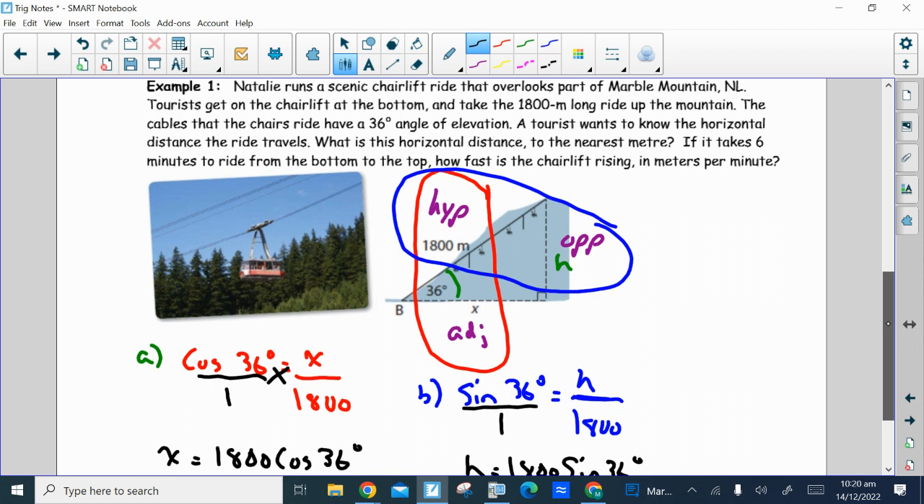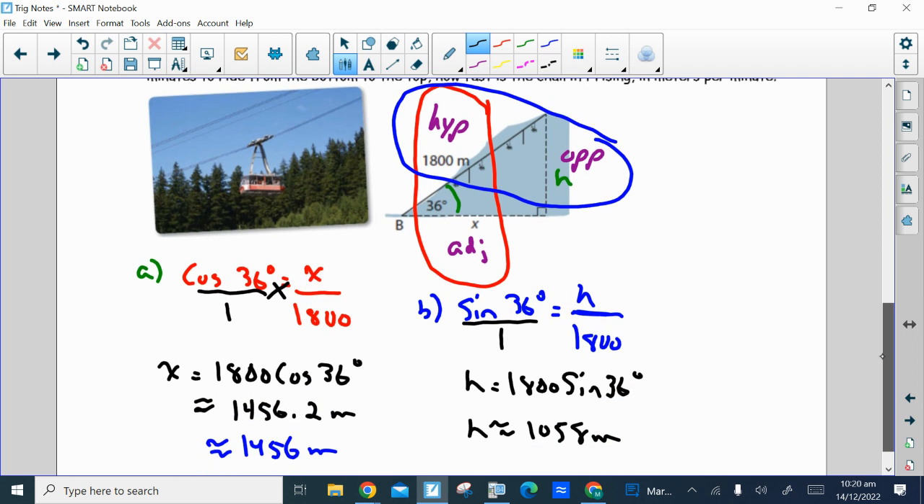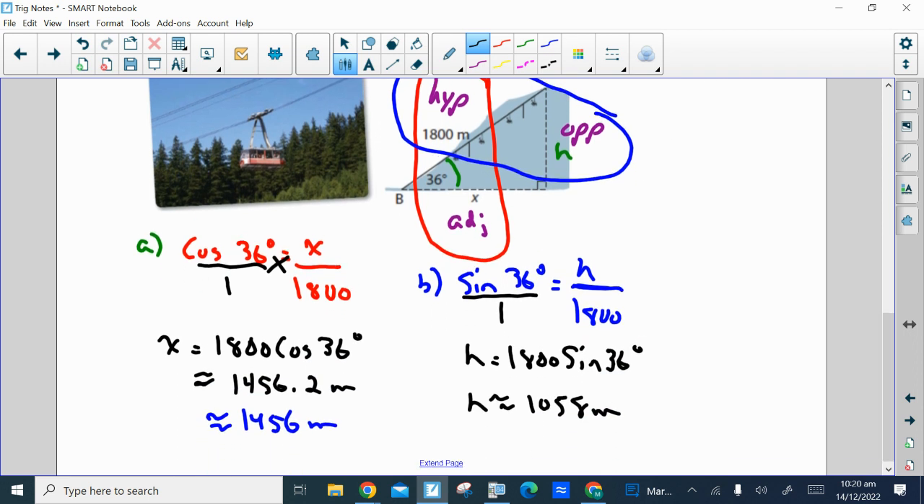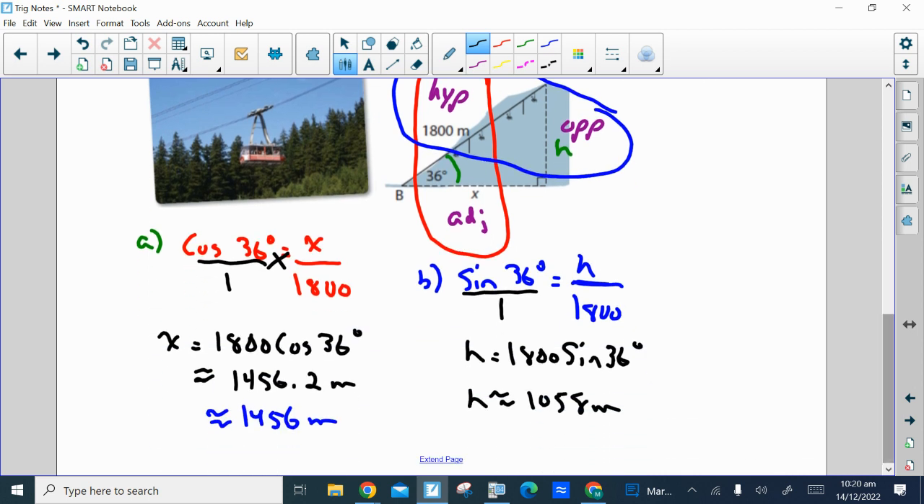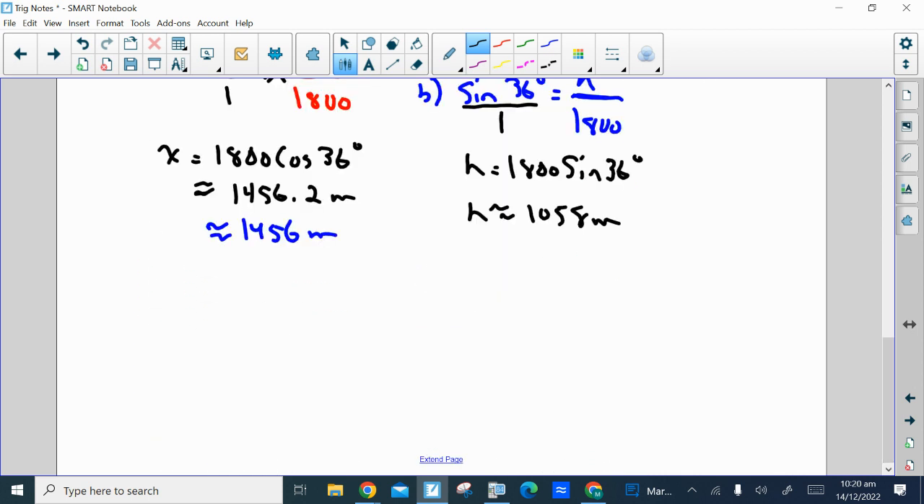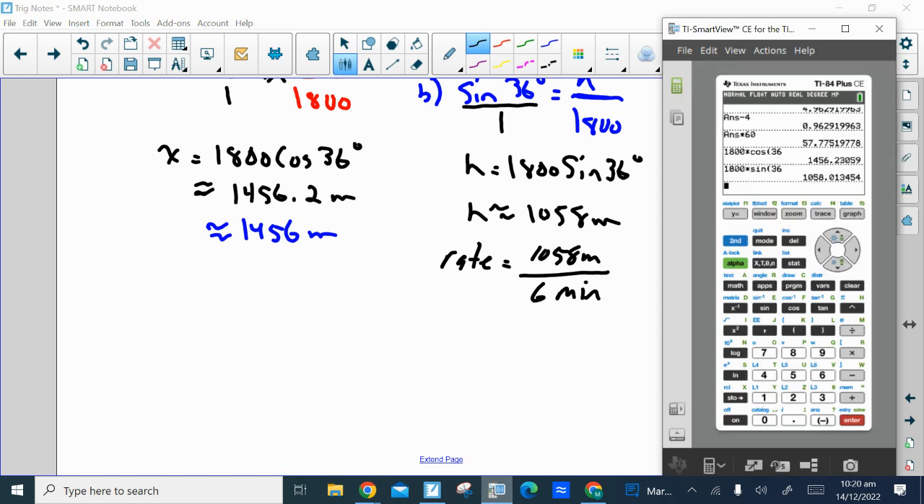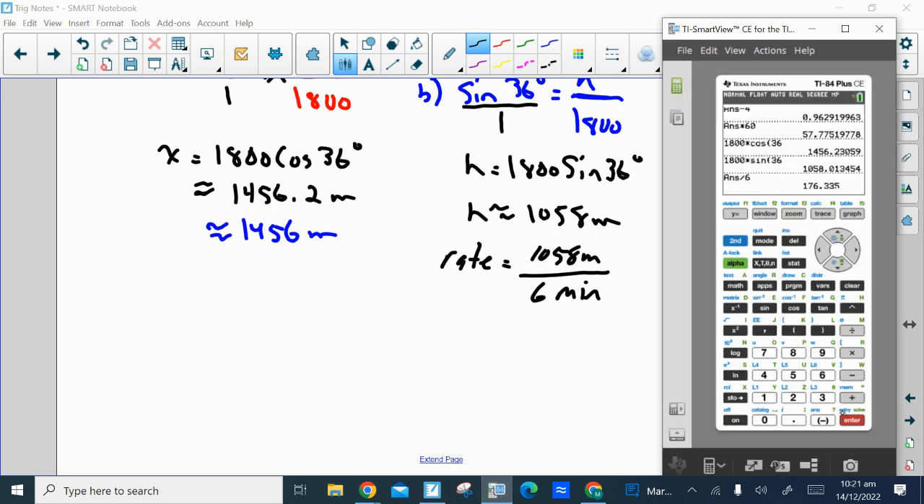And we want to know how fast the chair is rising in meters per minute. So if we want to know what the rate of change is in meters per minute, that means meters over minutes. In this case, we're told it takes 6 minutes to ride from the bottom to the top. So the rate in meters per minute will be 1058 meters over 6 minutes. Meters per minute means meters divided by minutes. So I can take that number in my calculator and divide it by 6.